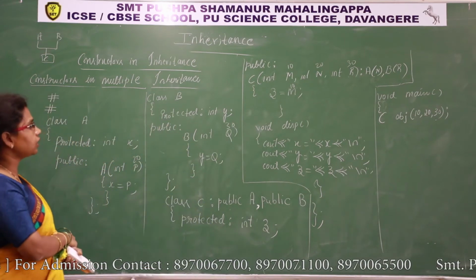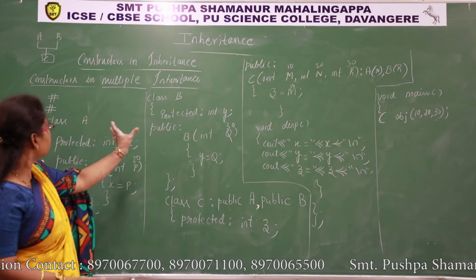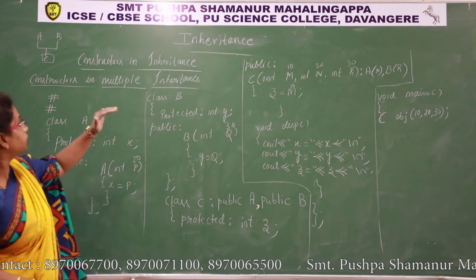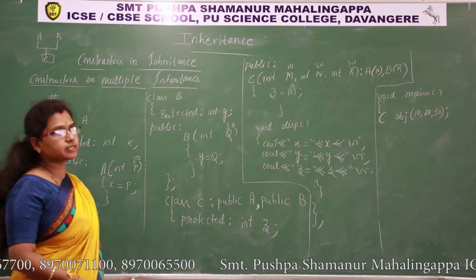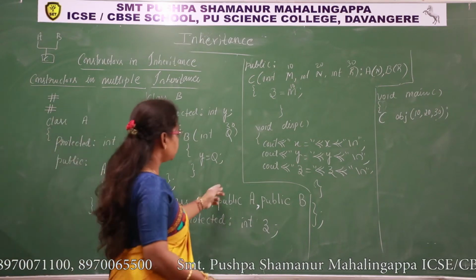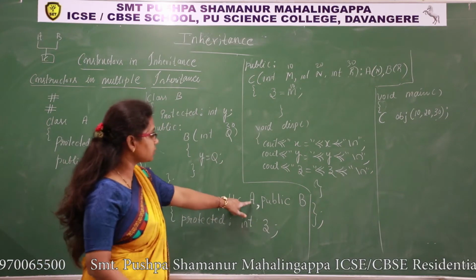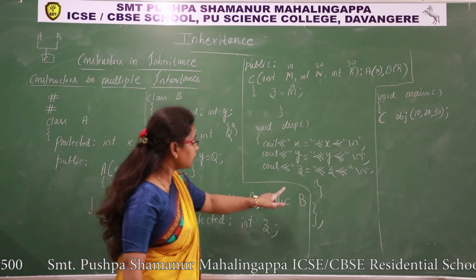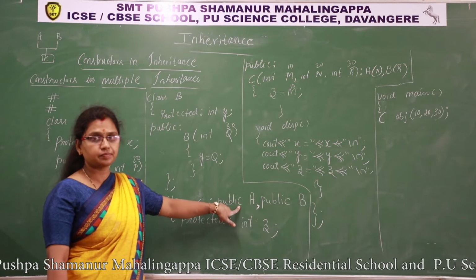Okay. Now initialization. From where does initialization have to start? Now these two are at the same level, one level. A and B are the immediate parent classes. Which class gets initialized first? That depends on the order of inheritance. Here, who have you inherited first, class A or class B? That depends on this order of inheritance.